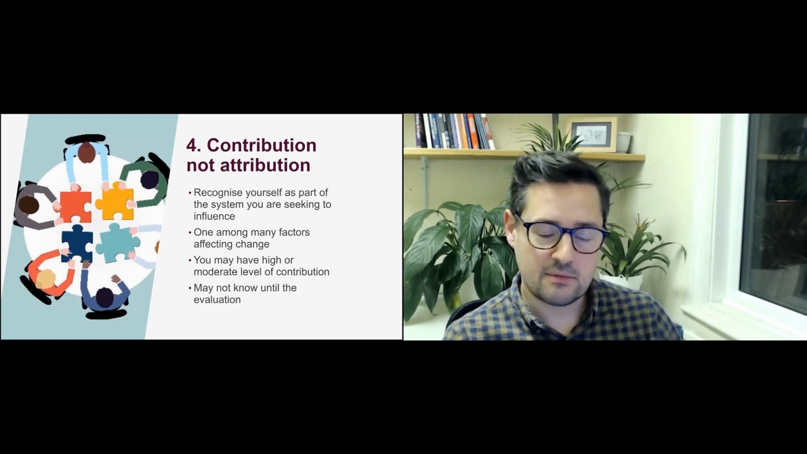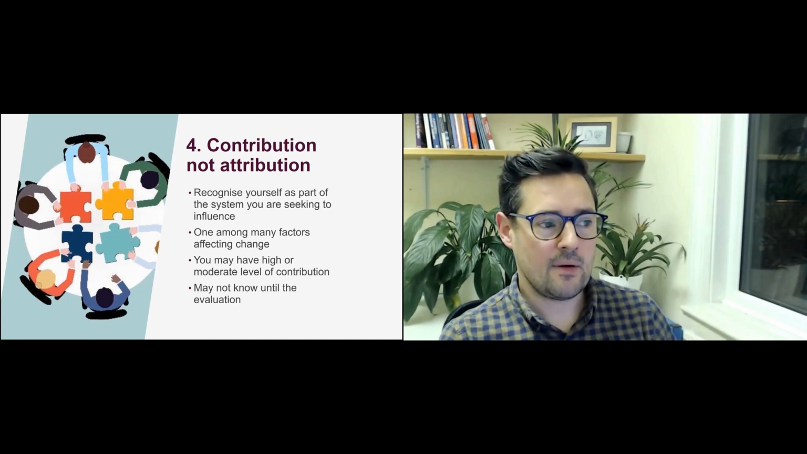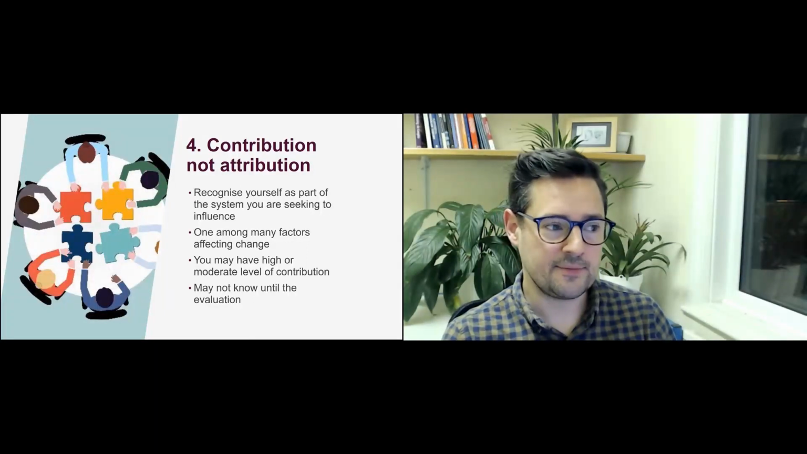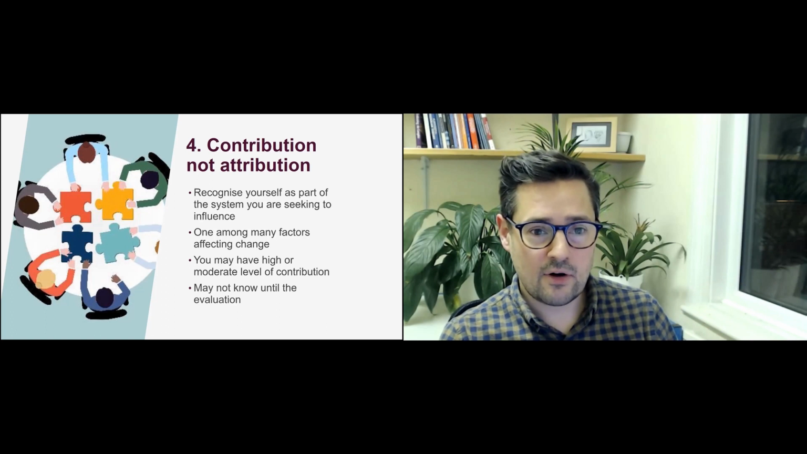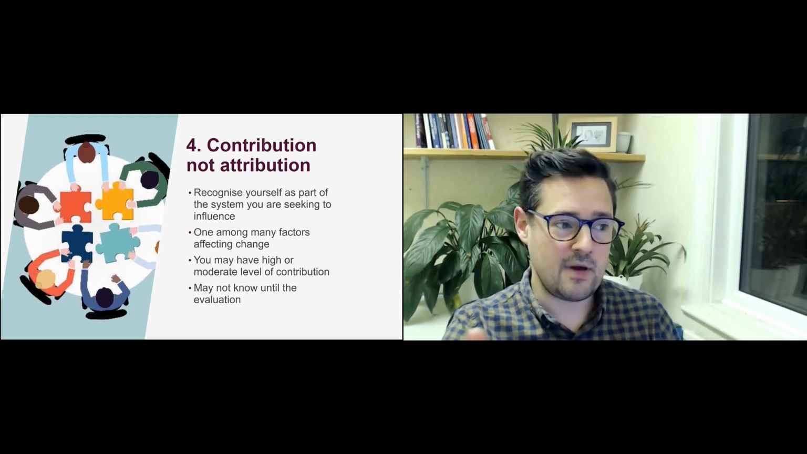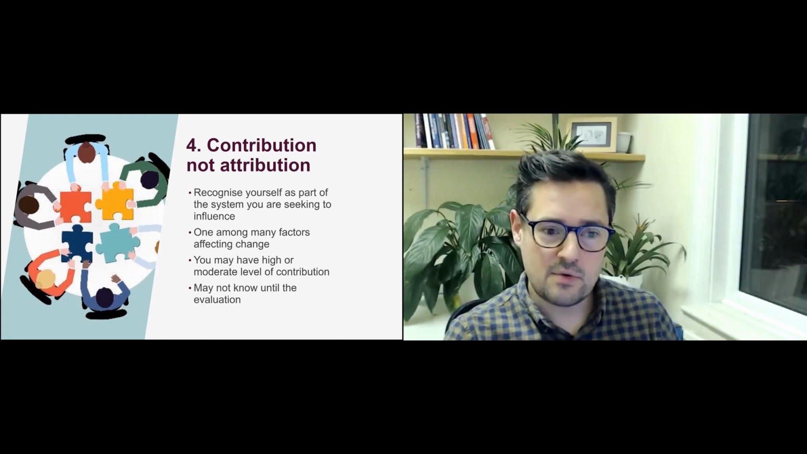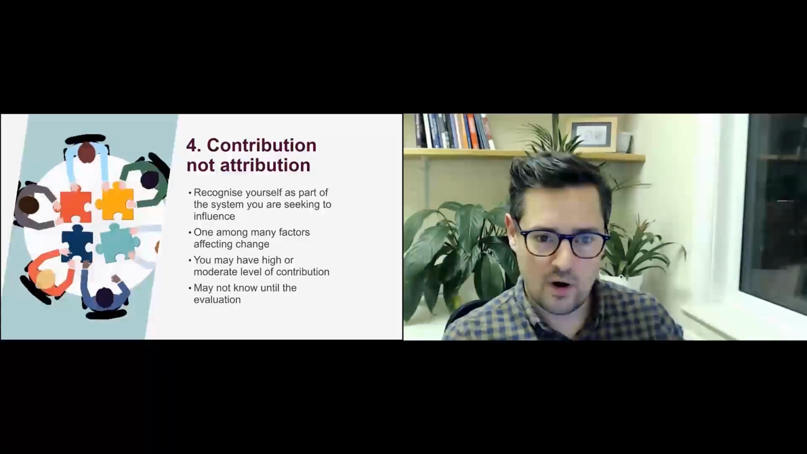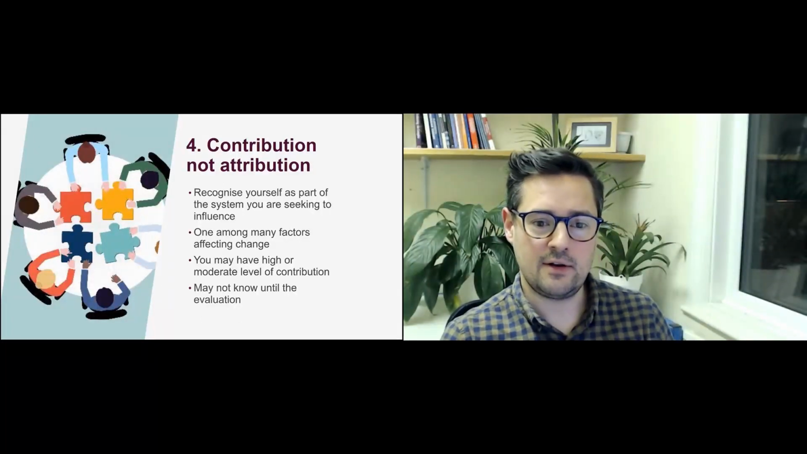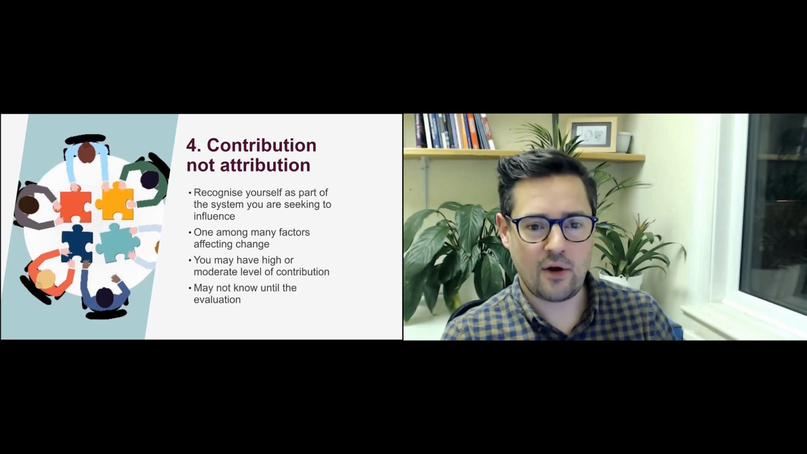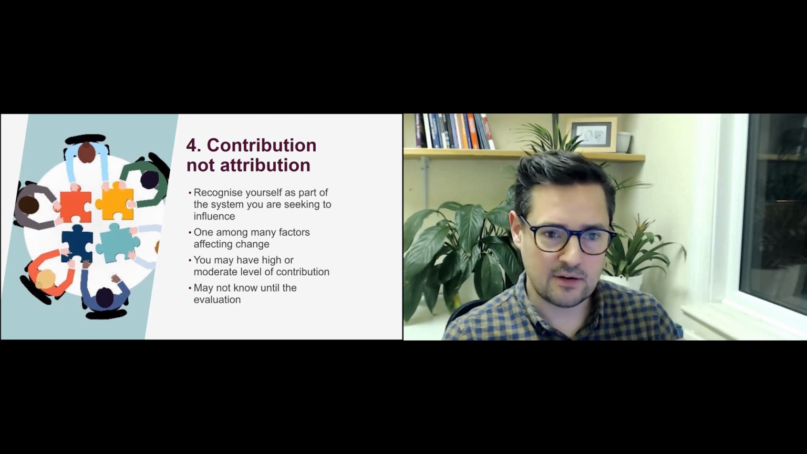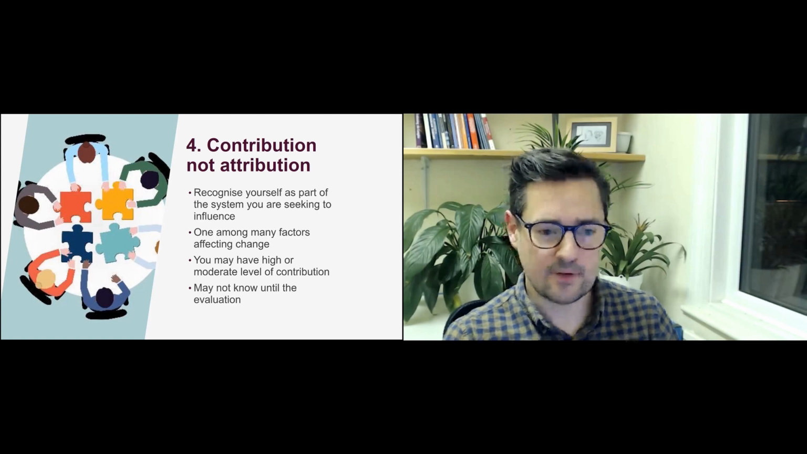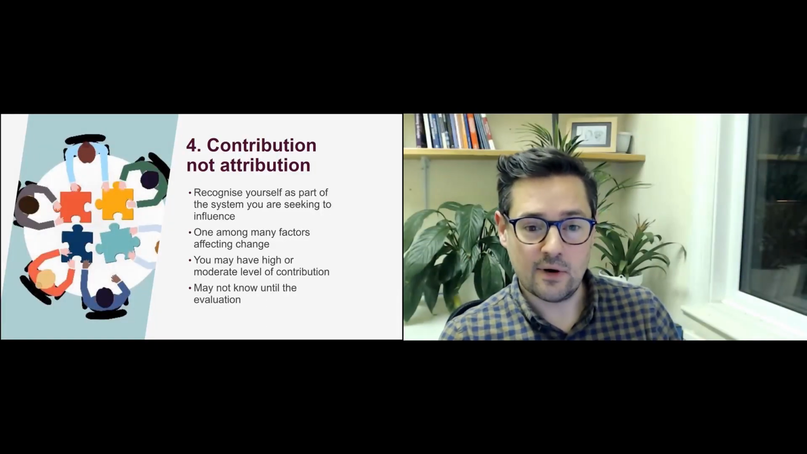Maybe there's competition, maybe there's collaboration. But the point is that we are only one factor amongst others that are affecting change. And our contribution may be high, or it may be moderate, or it may be low. So with this idea of contribution, you can already start to see how your work fits in with what others are already doing. And we may not know our contribution until a final evaluation, if those are the questions that you ask in an evaluation. It's not something that's easy to answer.